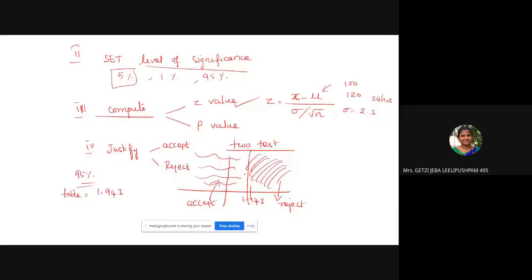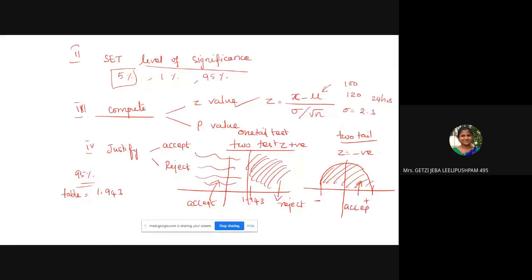When do we go for a one-tail test? Whenever your Z score is a positive value, a one-tail test is good. The other one is the two-tail test. Whenever your Z is a negative value, you go for a two-tail test. Based on your level of significance, you will have two boundaries, a plus boundary and a minus boundary. Your region of acceptance is this; if your value falls within this range, then you will accept your hypothesis.